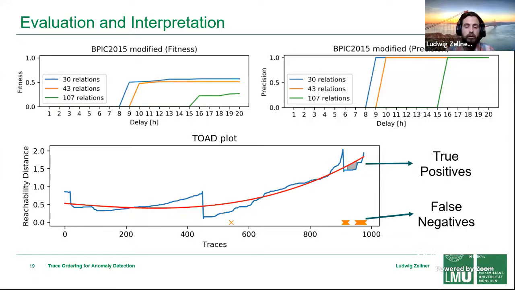So TOAD qualifies as a starting point from which the borders around the dense cores have to be investigated. And we derive this, for example, from the plot in the lower half, where some undetected anomalous traces are marked by orange crosses.